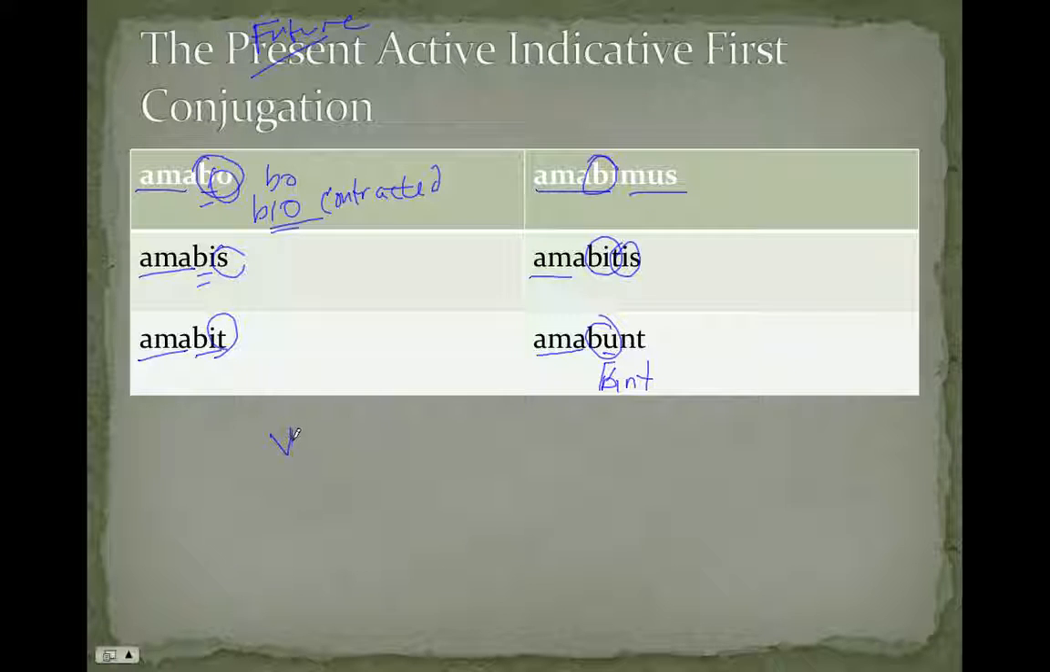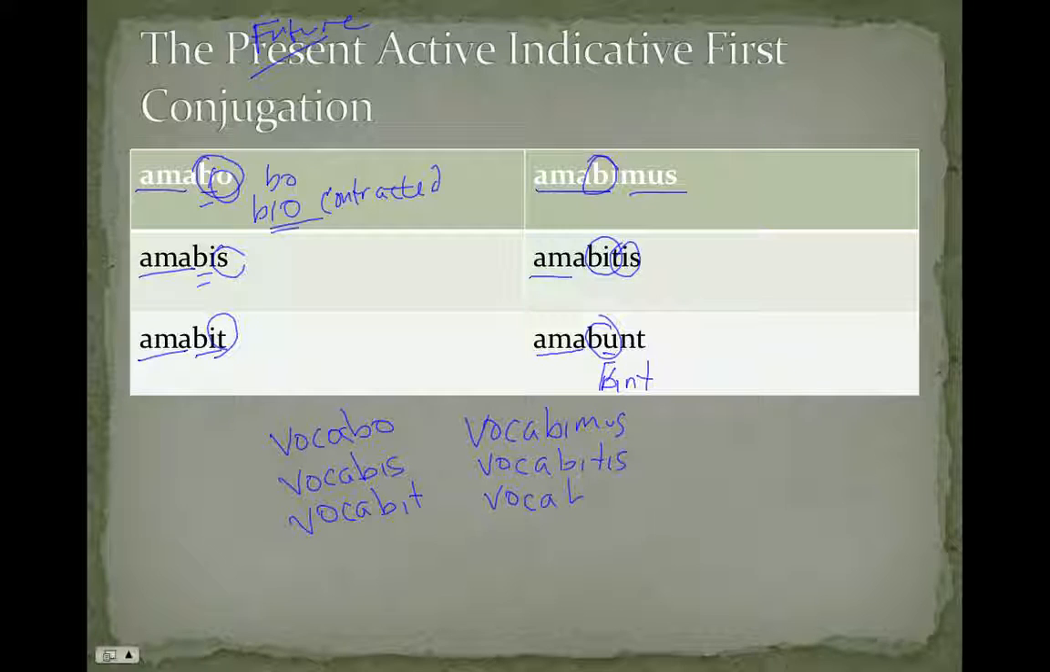And we could do this with any of the first conjugation verbs. So voco, vocabo, vocabis, vocabit, vocabimus, vocabitis, vocabunt. Right? And again, like I was saying earlier, these patterns are consistent. So all first conjugation verbs are going to look like this.